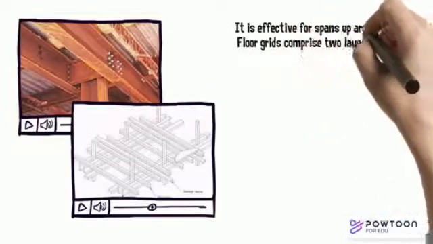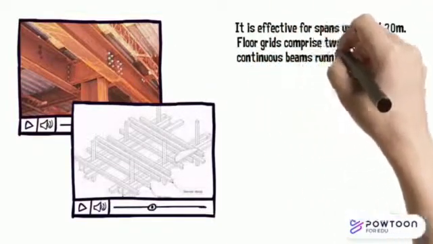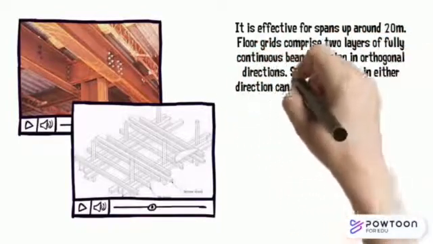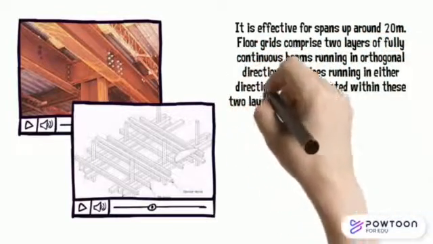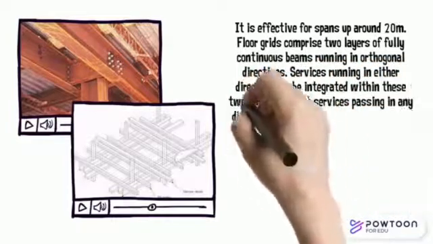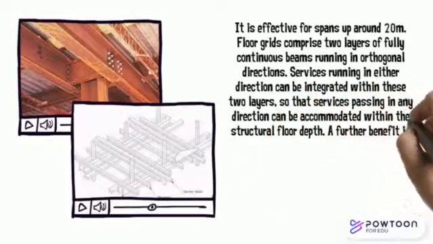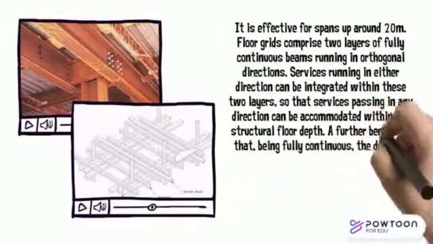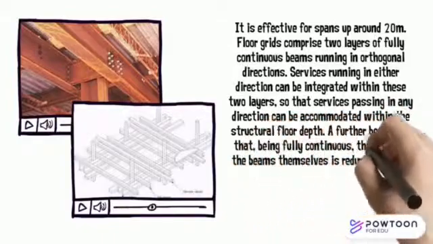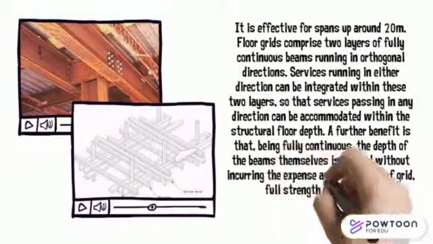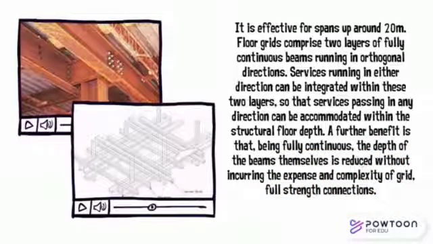Floor grids comprise two layers of fully continuous beams running in orthogonal directions. Services running in either direction can be integrated within these two layers, so that services passing in any direction can be accommodated within the structural floor depth. A further benefit is that, being fully continuous, the depth of the beams themselves is reduced without incurring the expense and complexity of full strength grid connections.